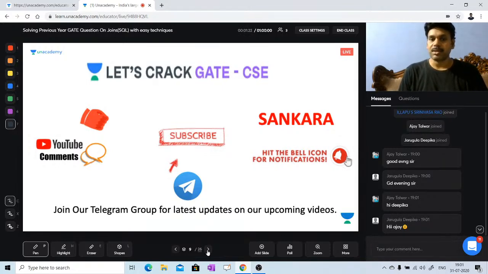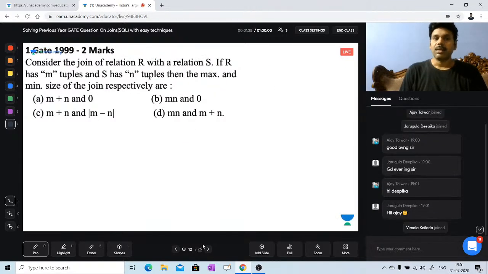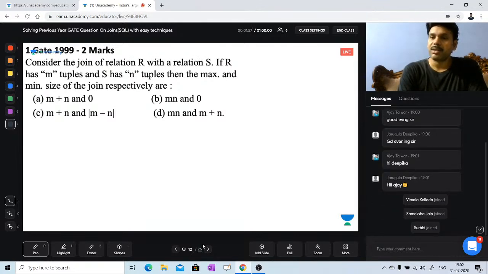Let's crack the first question. The question is given like this: consider the join of the relation R with the relation S. If R has m tuples and S has n tuples, then what is the maximum and minimum size of the join respectively? Whenever he has not mentioned natural join or any kind of join, you can simply say that he is asking about the Cartesian product.